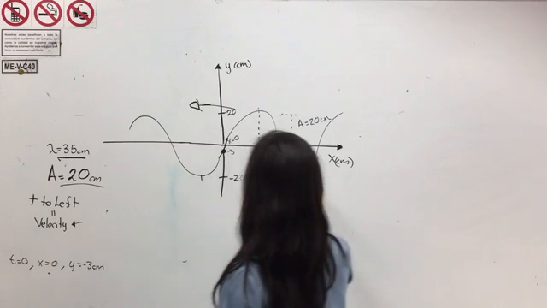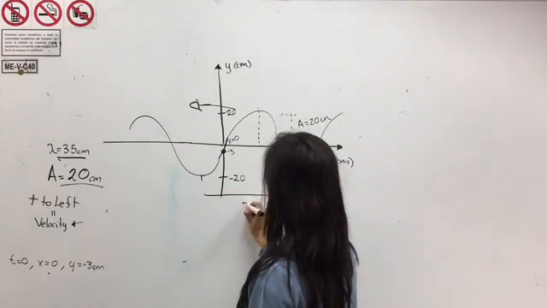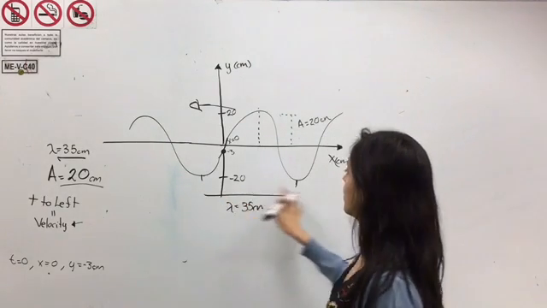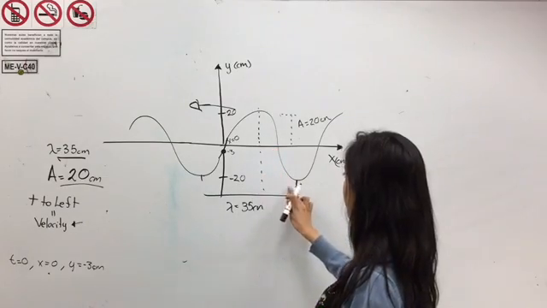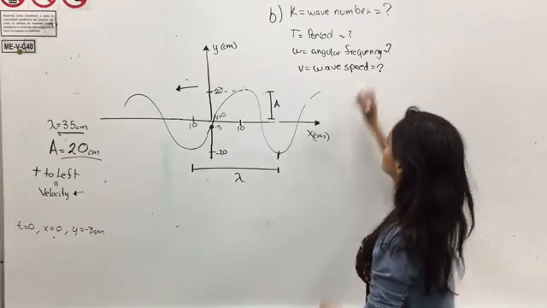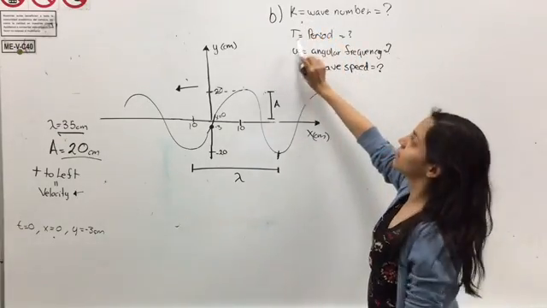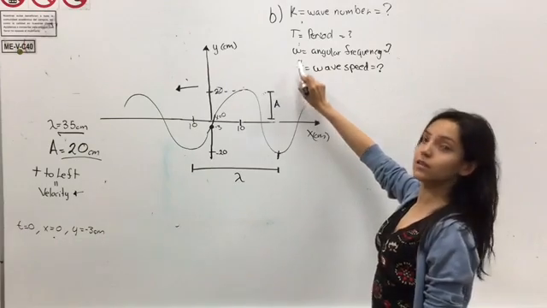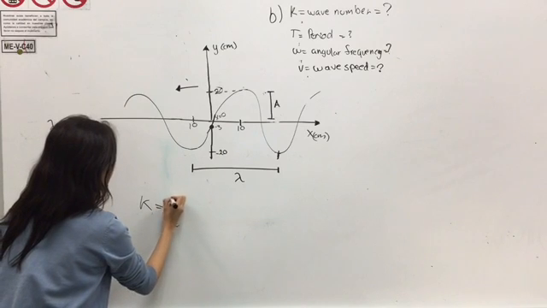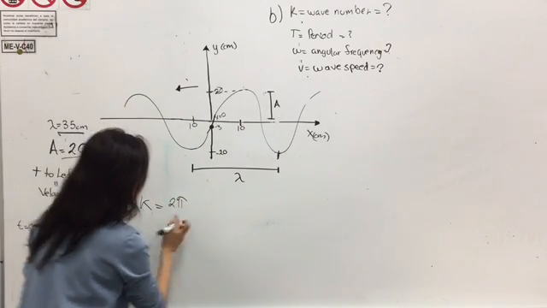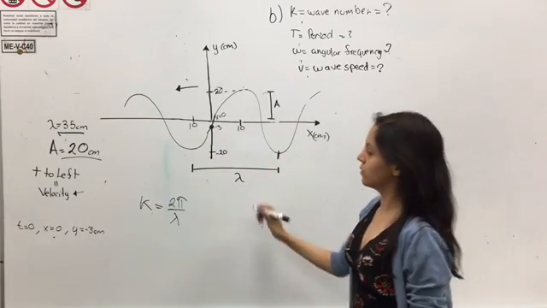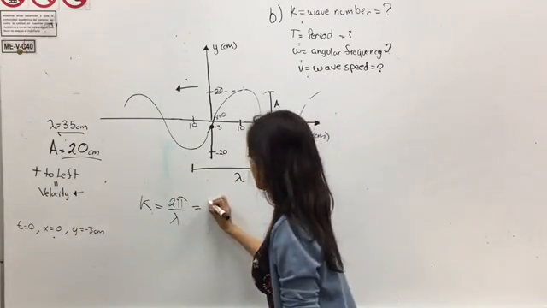And also it's giving us a wavelength that goes from a valley to a valley. So here we have the first valley going to the second valley, and that's a complete wavelength. Now the second question is asking us for the wave number, the period, the angular frequency, and the wave speed. So first let's calculate the wave number, and we know that the wave number is 2 pi over lambda, which is the wavelength, and we already have those values, so we only have to substitute them.